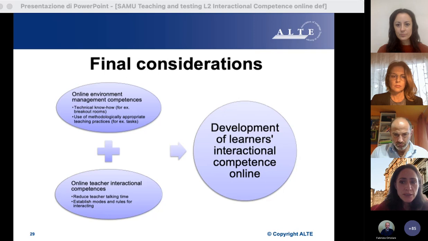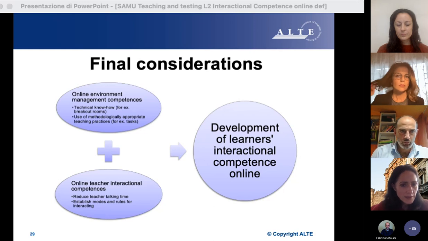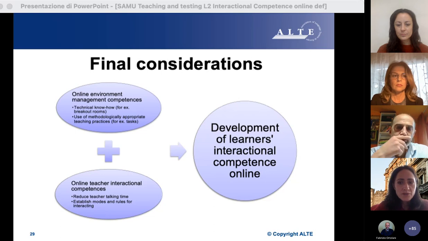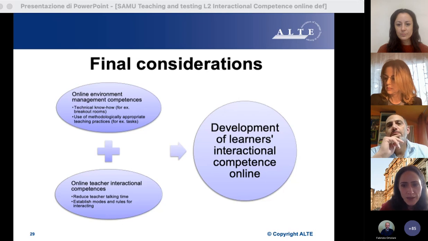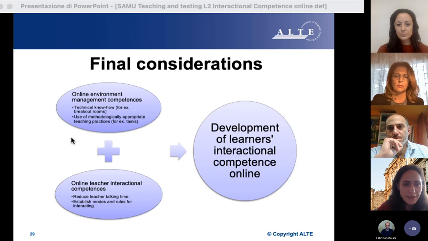So it is very important to establish clear modes for interacting and to set agreed rules for interacting in the online classroom. For teachers, it is important to recognize the additional competencies they need to mediate and facilitate interaction during online language courses and actively explore them in relation to their own context and practices. I hope that our considerations might represent a tool for online language teachers to adapt practices and techniques suitable to engage learners in activities able to promote their interactional competence.